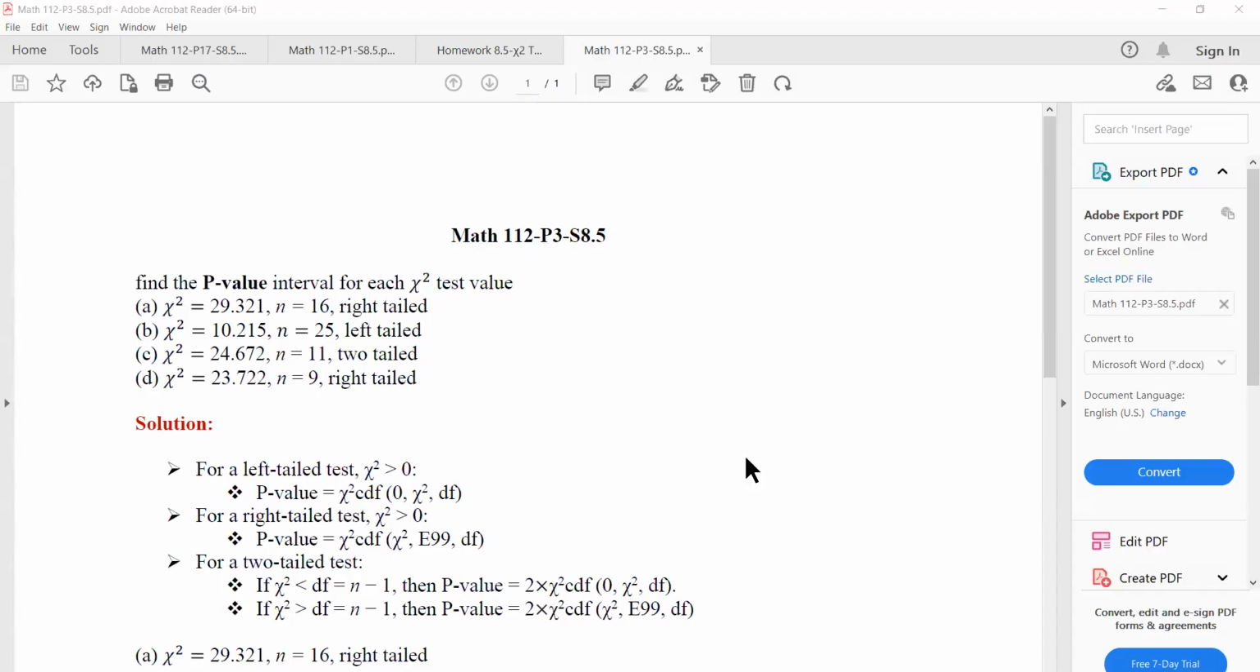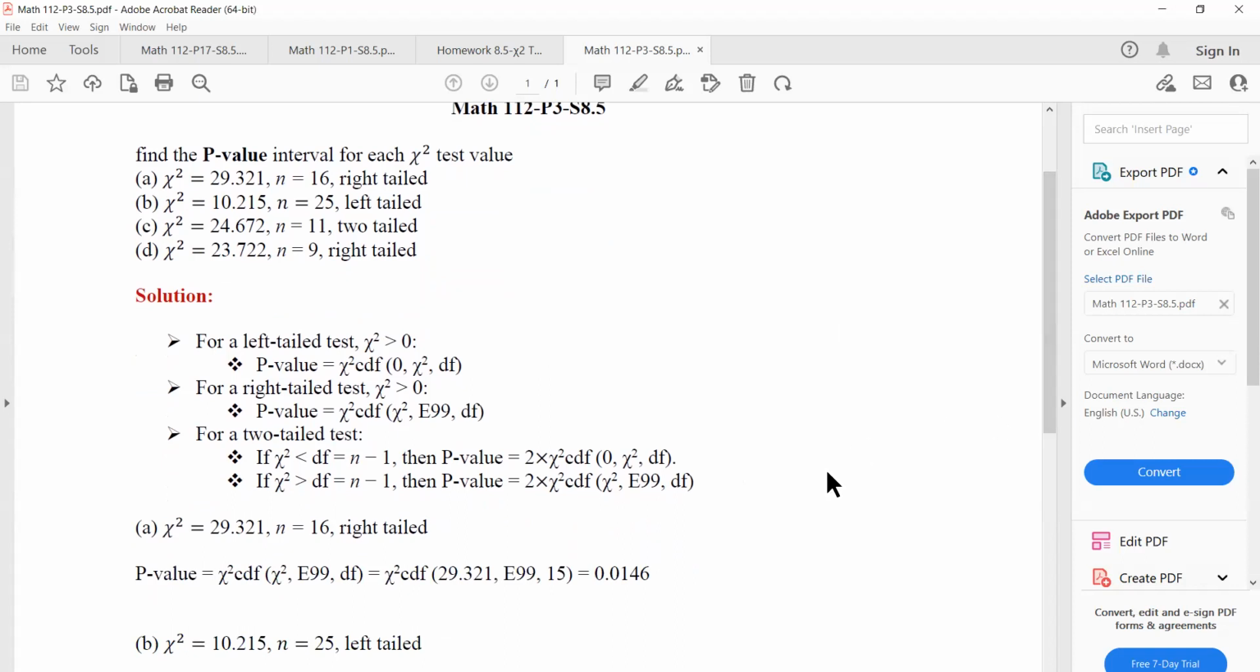All right, so here is problem two. We're finding the p-values for each indicated chi-square test statistic. So this test statistic, you don't have to worry about how we calculated it right now, because we're just assuming we got it from the hypothesis test and we're finding the p-value for it. Now, the instructions down here are the same instructions you saw on the handout that I was showing you earlier. So for part A, chi-squared is equal to 29.321, n equals 16, and it's right tail.